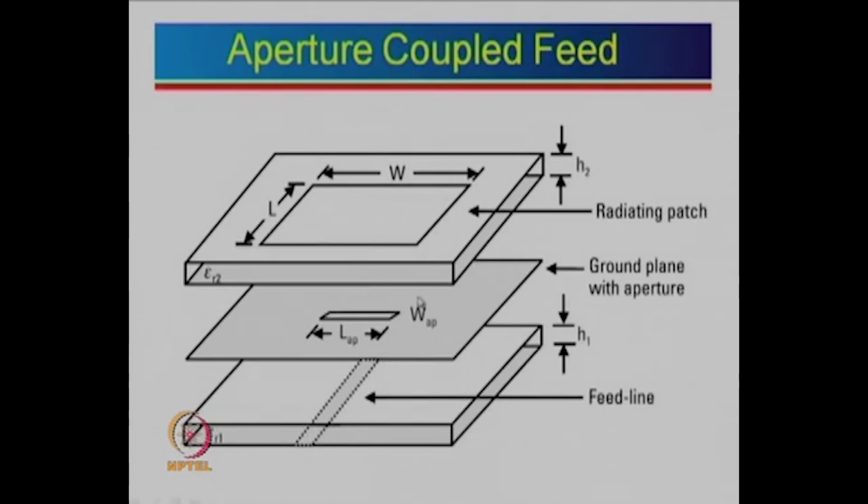Again this feed line will have a current distribution which will have a magnetic field, and that magnetic field will couple through here and excite the top patch. So that is how the top patch will be excited. The only disadvantage with this particular feed is that there is a back radiation, so the front to back ratio of this is relatively very poor.